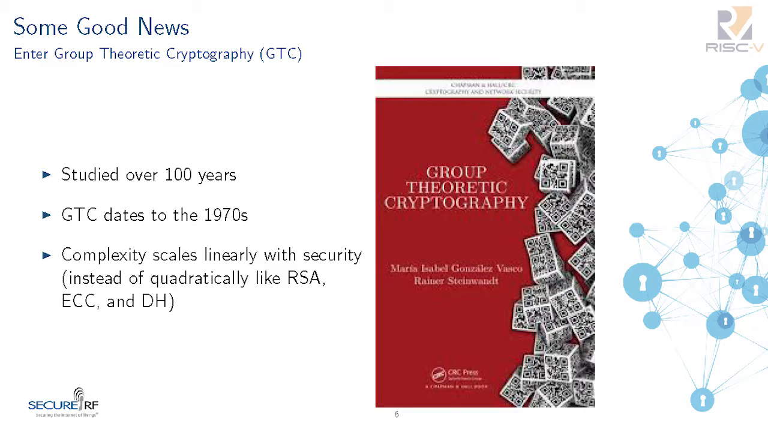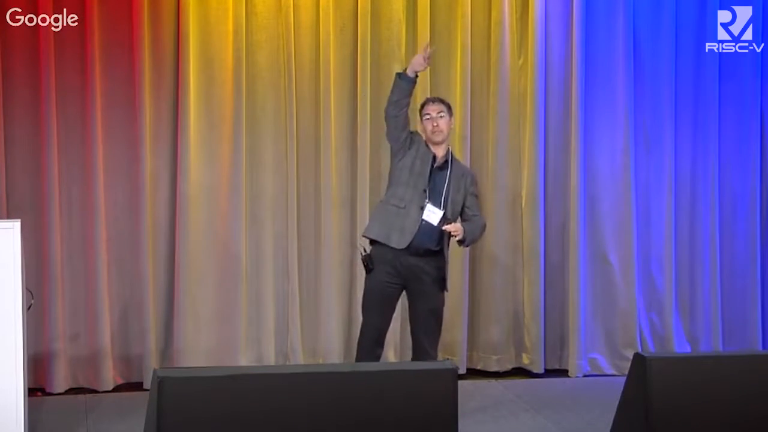The book's been out for a few years. It's been studied actually for over 100 years, the math that's behind group theoretic cryptography. The group theory specifically has been studied for 100 years. Applying it to cryptography is a little bit more recent. It first started in the 70s, so it's been around for about 40 years or so. But one of the interesting things about this type of technology is that it actually scales linearly. So as you want to increase the security of your system, instead of going up, up, up like you do with RSA or ECC, it just goes up linearly. So you double the amount of security, double the amount of effort, which is actually an interesting property that I'll get to in a bit.